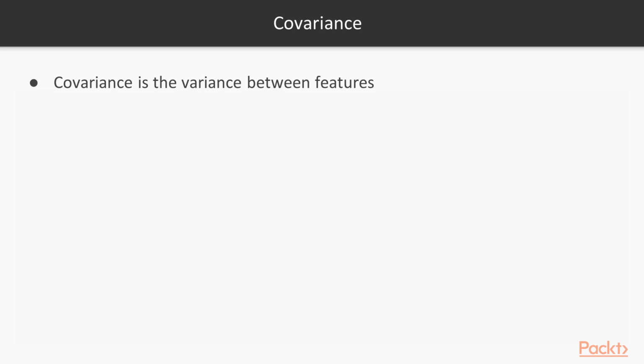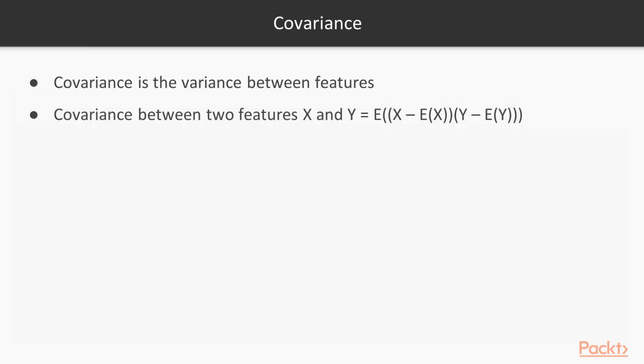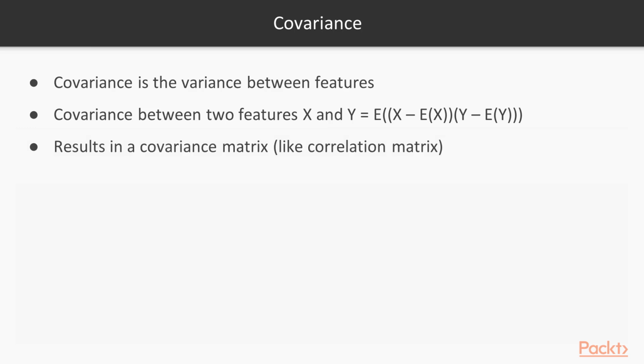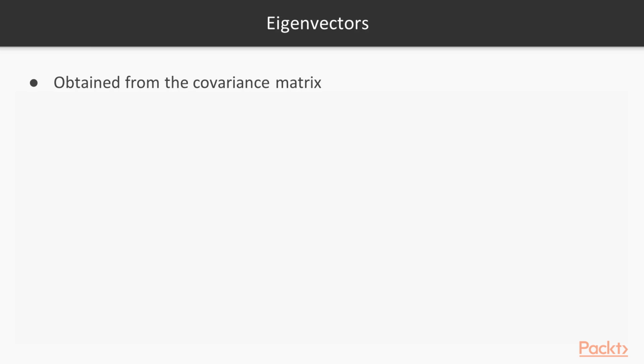Covariance is the variance between features. Covariance between two features, x and y, is given as this: the expected value, or the mean, of x minus the mean of x, where x is a feature, times y minus the mean of y, where y is another feature. Multiplying together the two differences and then taking the mean of those multiplied differences, that's the covariance between x and y. So this measures how x and y are varying together. If we calculate the covariance between each pair of features, we get a matrix, just like the correlation matrix we had. Eigenvectors are obtained from the covariance matrix.